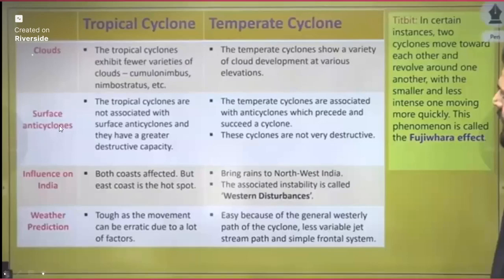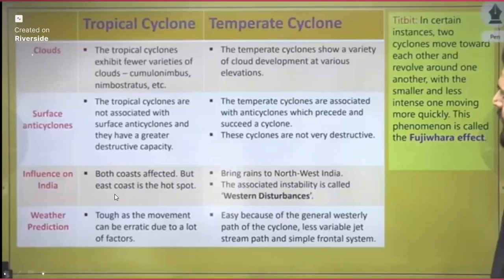And here, tropical cyclones are not associated with surface anticyclones. Means if a tropical cyclone comes near the land area and rain happens, on the land it will die. So they don't have the anticyclone. But when the temperate cyclone reaches its end, again from there it will come back. So in that way it takes place. So here we have the anticyclone, whereas in the tropical cyclone we don't have the anticyclones.